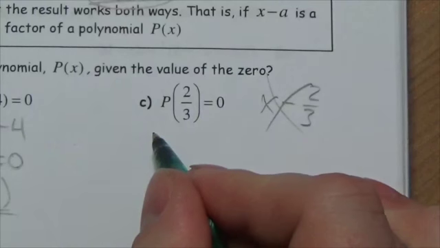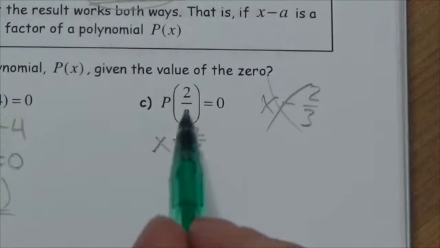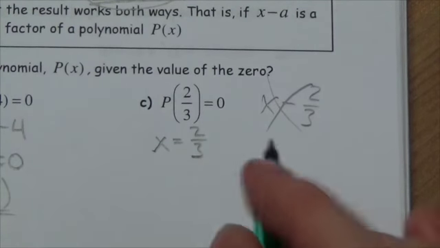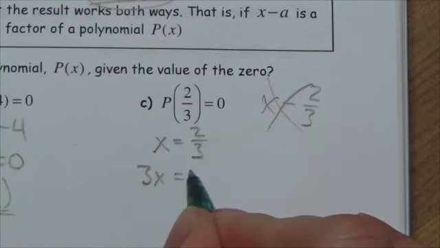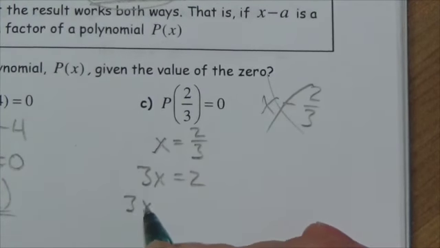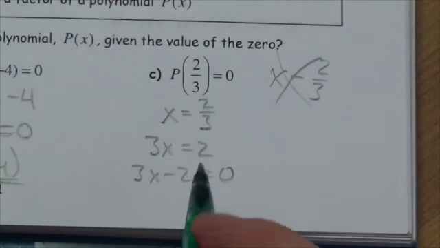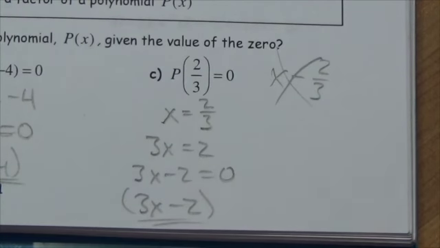The best way to look at this one is to state, okay, look, that should be 2/3. x should be right there. It's 2/3, so x is being replaced with 2/3. Now, bring the 3 up. Bring the 2 over. And now I've got that expression there equal to 0. Now my factor is 3x minus 2. That's the factor that we're looking for.